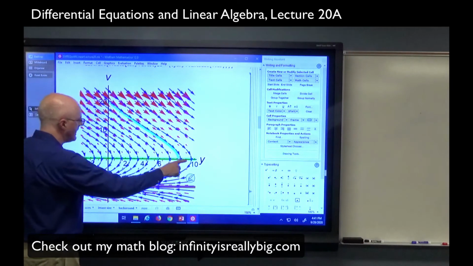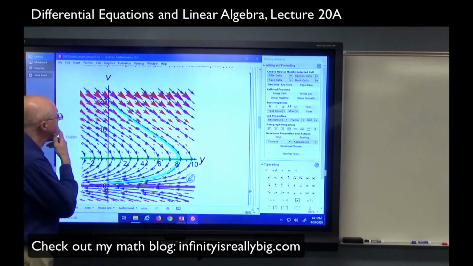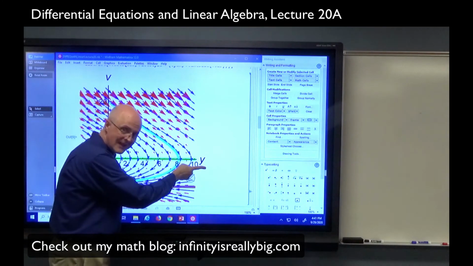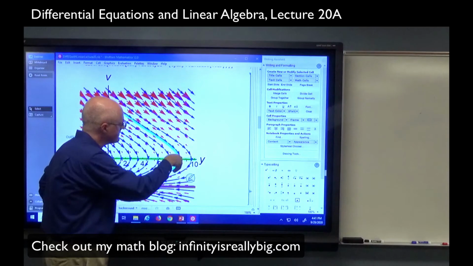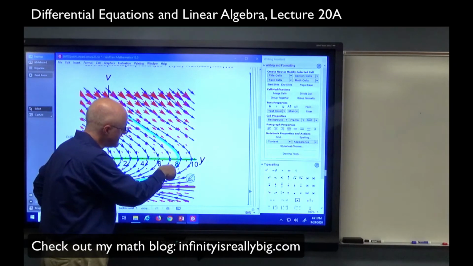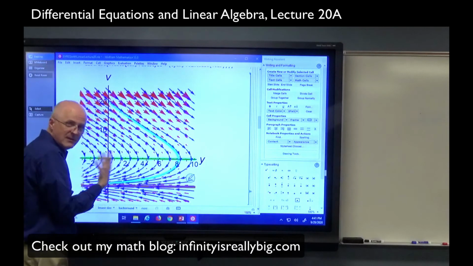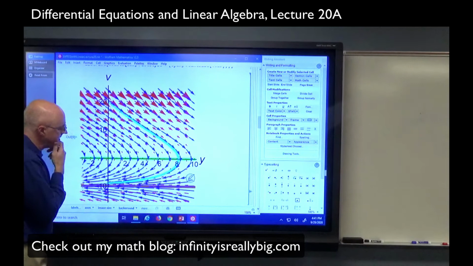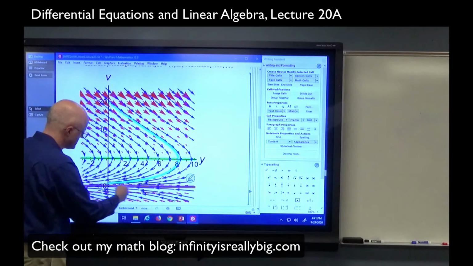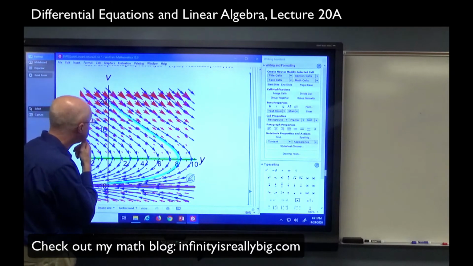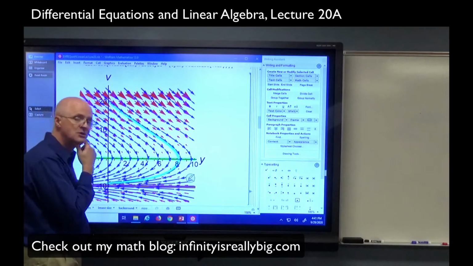This green line would be the y nullcline because dy/dt is horizontal here. Dy/dt is 0 when a solution curve crosses that line. It's v equals 0, since dy/dt equals v. That makes sense. And the brown line there is the v nullcline. Notice the vectors are horizontal there. That's where dv/dt is 0, where there's no change in the velocity.